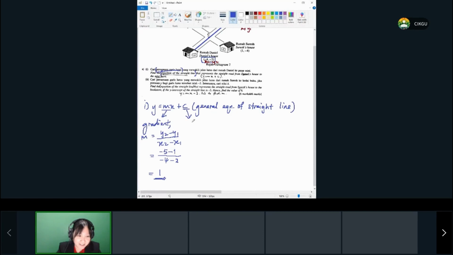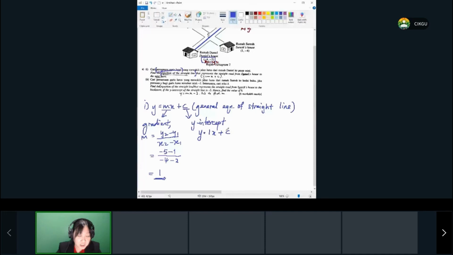Once you get the gradient, of course, the next step is going to be dealing with this. Recall from yesterday, c is the y-intercept of the line. No worries. How to find this y-intercept? Same thing. Copy first: y equals to m. Now m we already found, which is 1. So now we can just substitute the m as 1, 1x plus c. We don't know c, so we just keep it first.